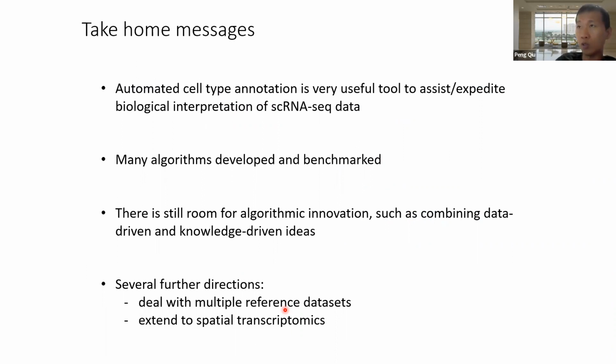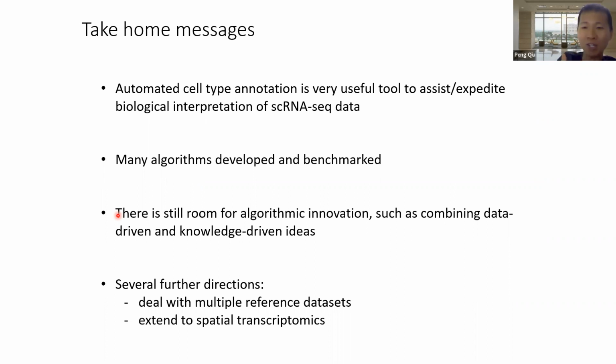And there do exist many automated algorithms that can perform this type of analysis, but we feel there still is room for algorithmic innovation, such as this idea that I just mentioned, combining data-driven and knowledge-driven ideas to perform annotation.